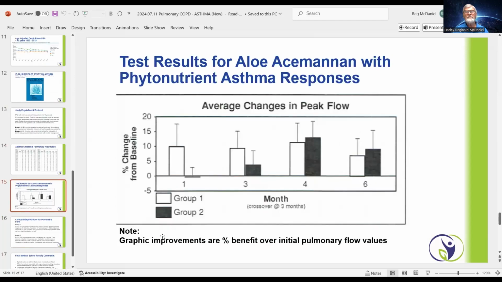And this is taking that data and putting it into a chart. And the group 1, you can see how they improved. And group 2, you can see how they markedly improved from their baseline studies that were in the previous graph. And this is the percent of change, and it was up to close to 15% in group 2, whereas it averaged about 10% thereabout in group 1.